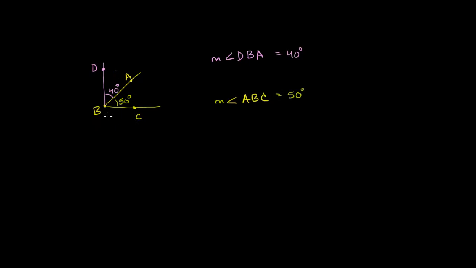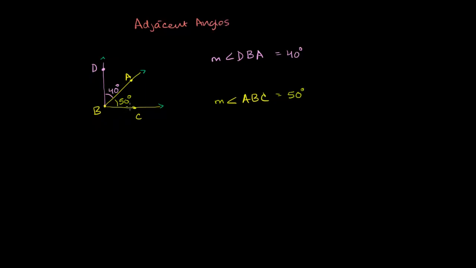The first interesting thing that you might realize is that both of these angles share a side. If you view these as rays, they could be lines, line segments, or rays, but if you view them as rays, they both share this ray BA. And when you have two angles like this that share the same side, these are called adjacent angles, because the word adjacent literally means next to.